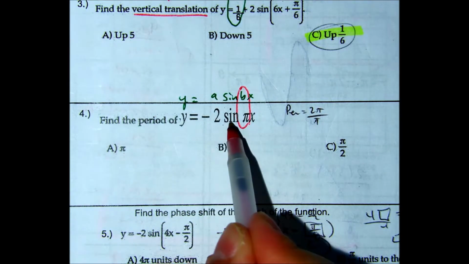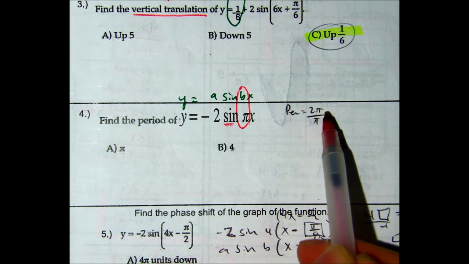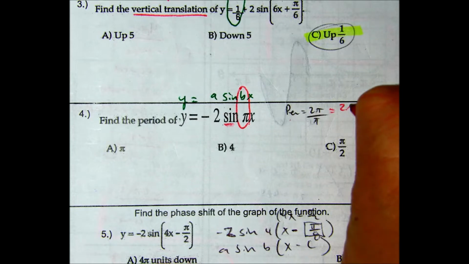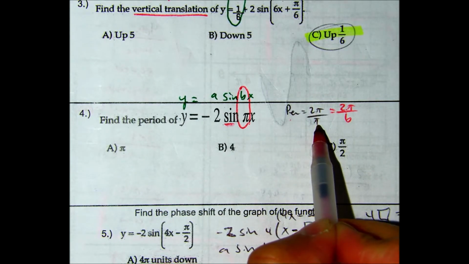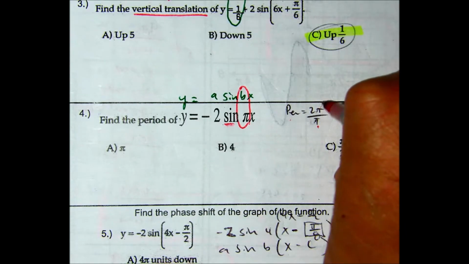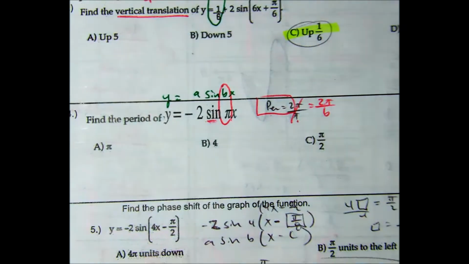Well, I have sine. The period for sine is period equals 2 pi over b. Well, if I put in pi there, these will cancel, and then my period is going to be equal to 2. And 2 is letter choice D.